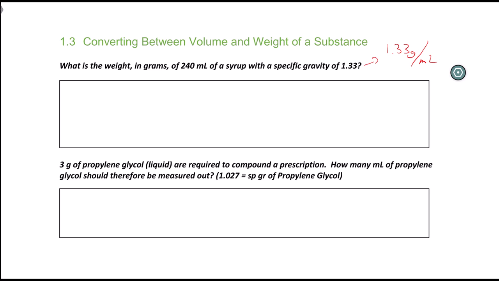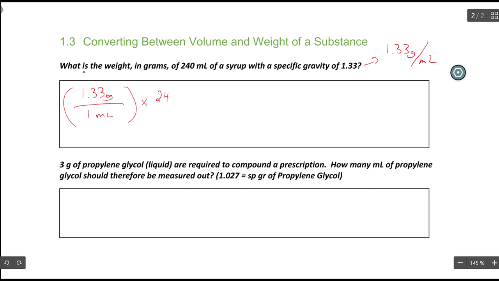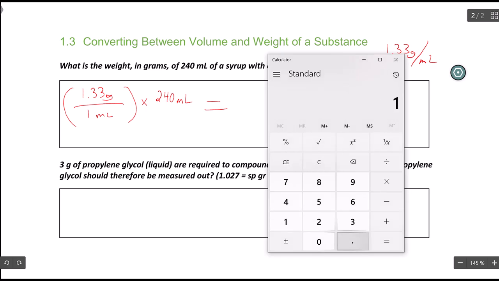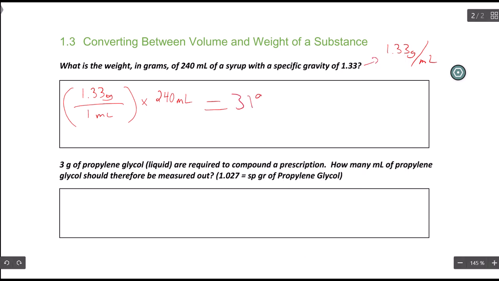Well, we know that 1.33 grams is the weight of 1 ml. Right? If you know 1.33 grams weighs 1 ml, how many grams if you've got 240 mLs? And that's our math. We're taking 1.33 and multiplying it by 240. And in our case, we got 319.2. That would be the weight, right, in grams that 240 mLs of that syrup would weigh.